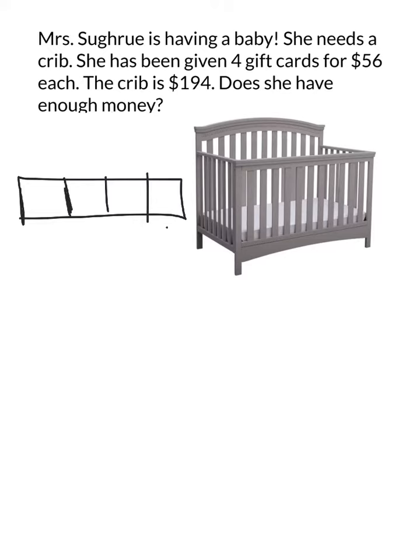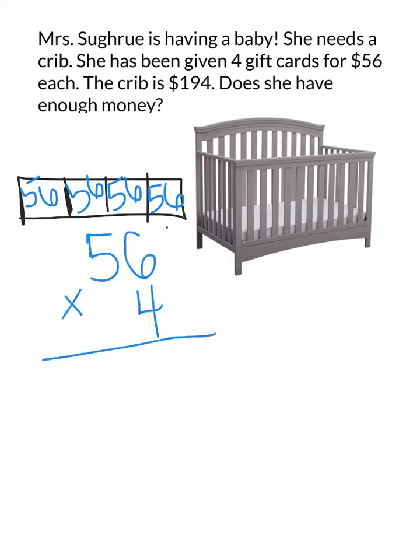And I like to put the number in each box. So I would put 56 in each box because that's how much each gift card was for. All right, so we have 56, 56, 56, and 56. Now, you could just add 56 plus 56 plus 56 plus 56, right? I could. Isn't there a faster way? I think there is. Instead of doing that, we could do 56 times 4.